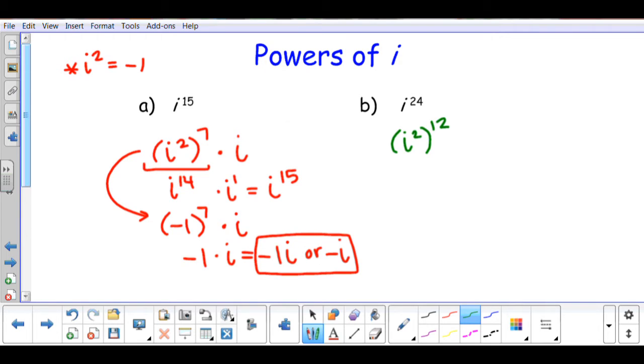I can replace my i squared with -1, and -1 to the 12th is what I can put in the calculator. Again, don't forget your parentheses. -1 to the 12th power will give me a positive whole number 1.